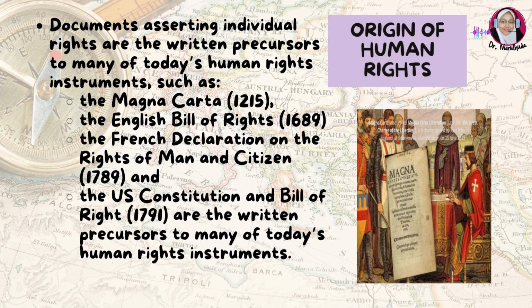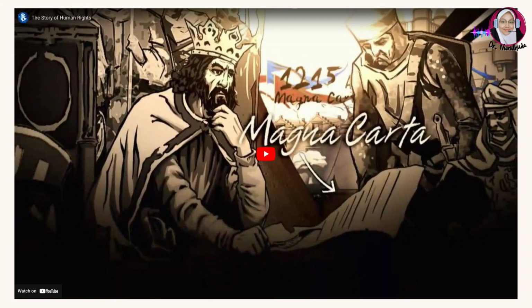There are various documents asserting individual rights which are considered the written precursors to many of today's human rights instruments, such as the Magna Carta in 1215, the English Bill of Rights in 1689, the French Declaration of the Rights of Man and Citizen in 1789, and the U.S. Constitution and Bill of Rights in 1791. These are the written precursors to many of today's human rights instruments. You can also watch a video regarding the story of human rights, which you can access through YouTube.